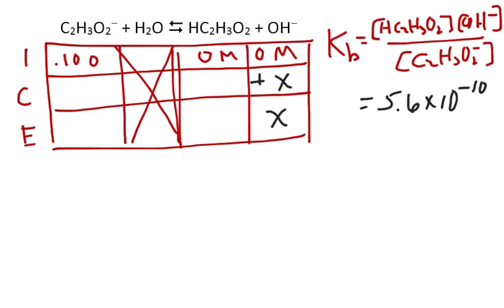And this middle row, the change row, remember that when we get any variable in here at all, we can do the whole row because it's going to follow the coefficients of our balanced equation. So it's a 1-to-1 to 1-to-1 equation. So if we make X hydroxides, we must also be making X acetic acids, and we must be using up X acetates. So down here in our equilibrium we have 0.1 minus X, and this is X.